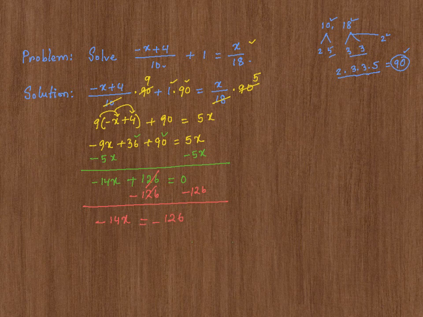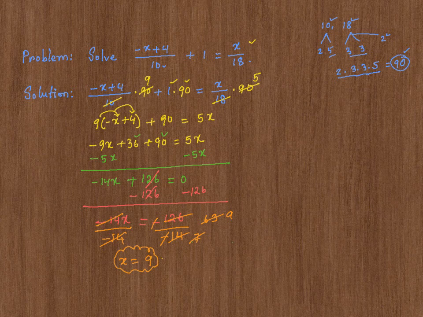Now in order to solve for x, I need to divide both sides by negative 14. On the left hand side, negative 14 and negative 14 cancel out. And on the right hand side, the negative and negative are going to cancel out. 2 goes into 14 7 times, and then 2 goes into 126, 6 times 2 is 12, and 63. Oh, it turns out to be a nice number. 7 goes into 63 9 times. So your answer is 9.